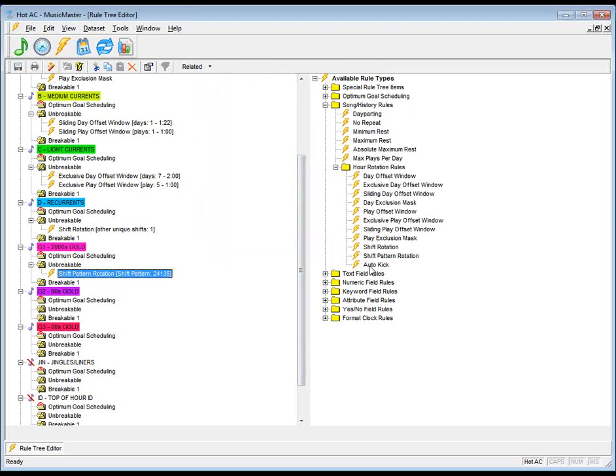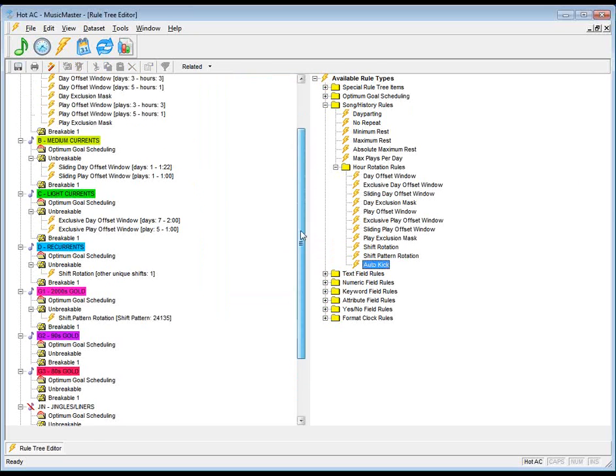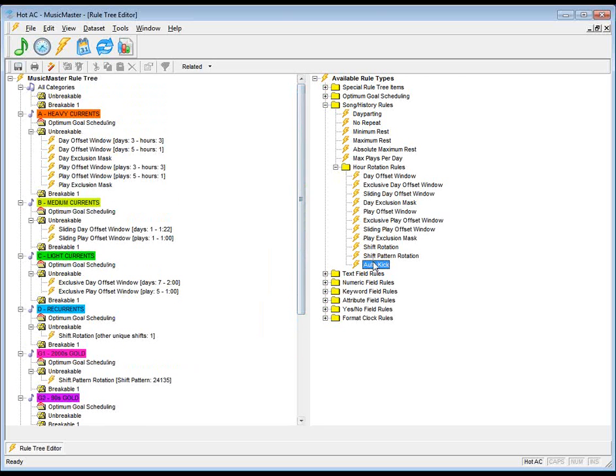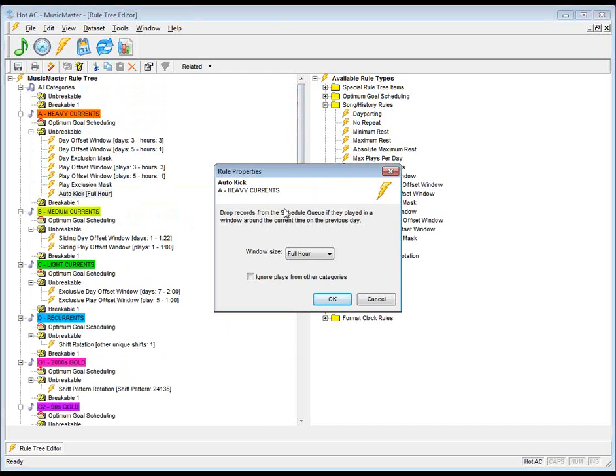The last hour rotation rule is called auto kick. This rule works best in typically a current-based category, such as a heavy currents. The way this works when set to full hour is if the song played yesterday in the hour we're scheduling, we're going to kick it out of rotation and put it to the back of the stack, essentially. We can also set this for shorter increments of time.